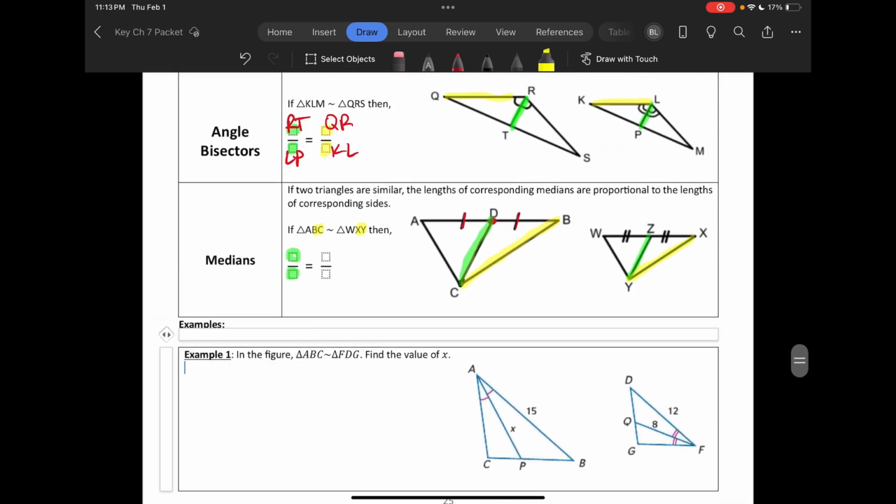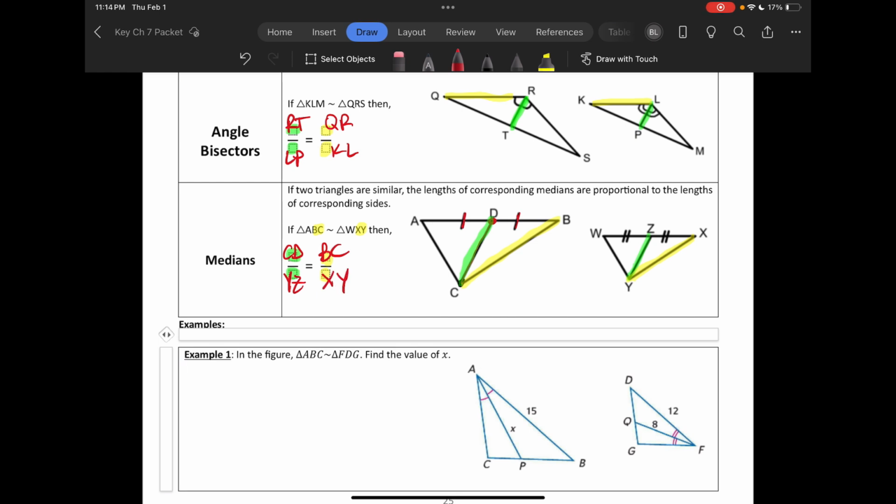So if I set up my ratio here, I'm looking at green over green is equal to yellow over yellow. When I fill that in here, I'm looking at CD over YZ is equal to yellow over yellow, which would be BC over XY.